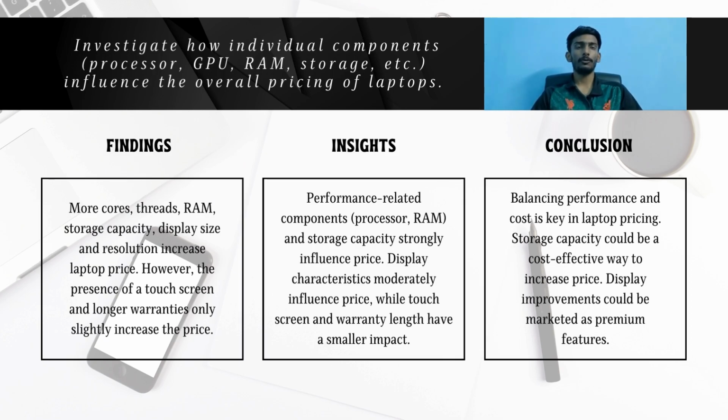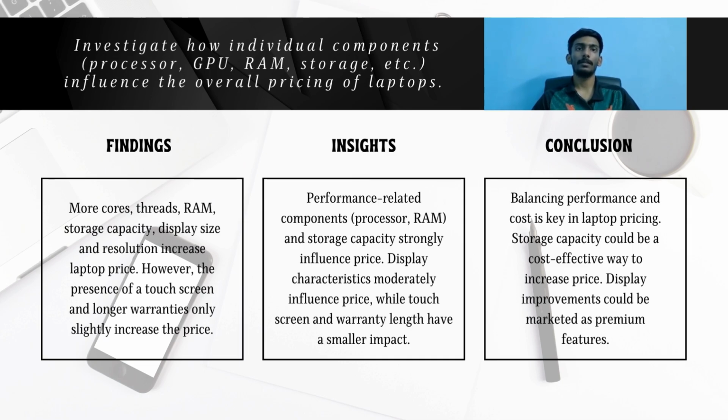From our findings, we get to know that for the processor, more cores and threads are associated with a higher price, likely due to improved performance. For RAM memory, more RAM, which allows for simultaneous applications, is associated with a higher price. For storage, larger primary storage drives increase the price. The type of primary and secondary storage also influences the price, but less so. And for the display, larger and higher resolution displays are associated with a higher price.